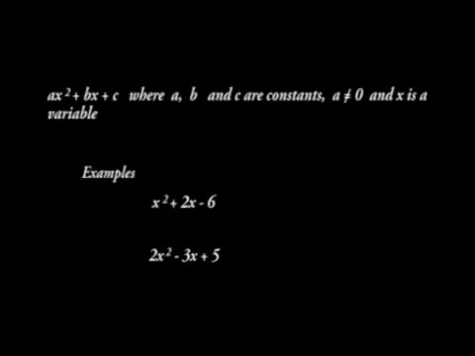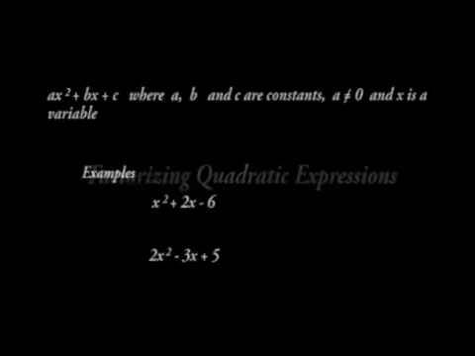Quadratic expressions. It's an expression of the form ax squared plus bx plus c, where a, b, and c are constants, a is not equal to 0 and x is a variable. For example, x squared plus 2x minus 6, 2x squared minus 3x plus 5.